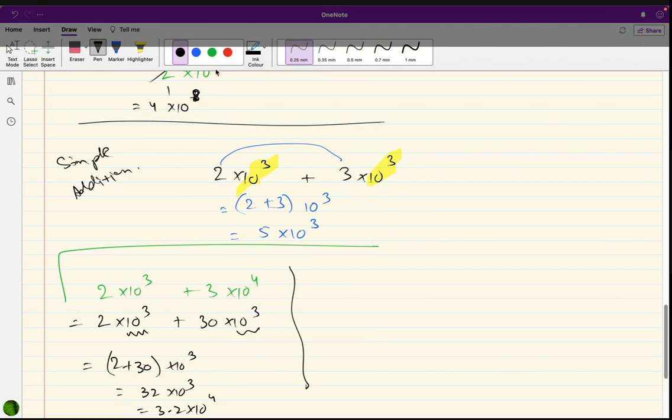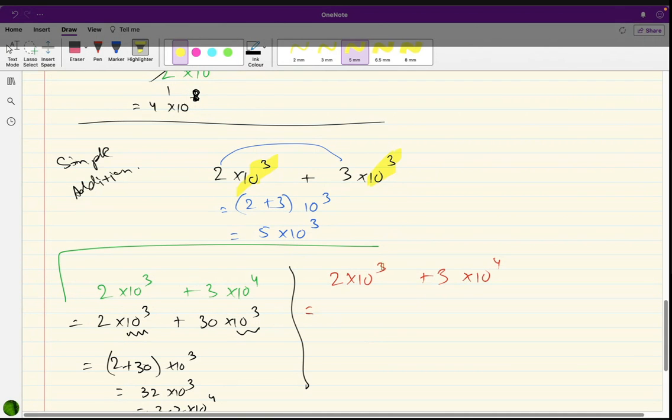One thing, second way, 2 into 10 raised to the power 3 plus 3 into 10 raised to the power 4. Same question. But this time I'm going to adjust the left hand side.